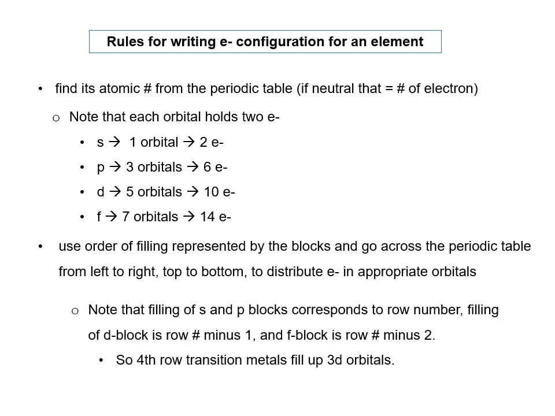Okay, so then what we do is we use this order of the filling we said to distribute the electrons. And note that as you're filling the S and the P blocks, they correspond to the row number, but for the D blocks, it's actually row number minus 1. And for the F blocks, it's row number minus 2. So the fourth row transition metals actually fill up the 3D orbitals.